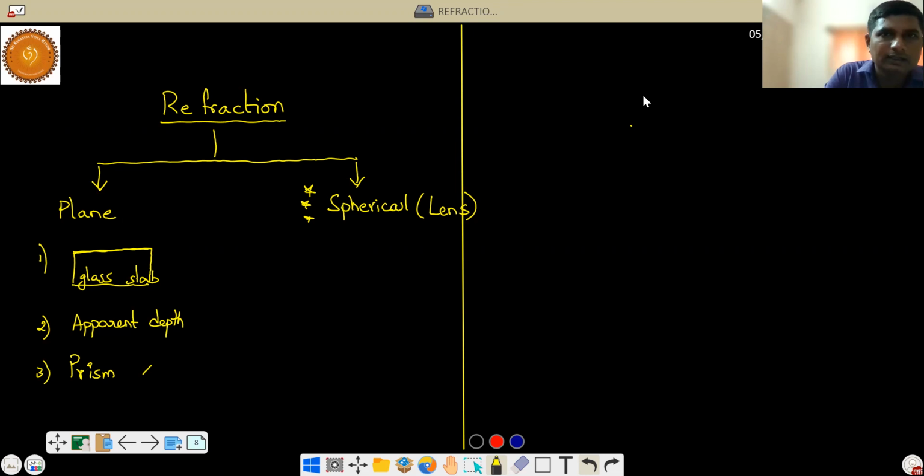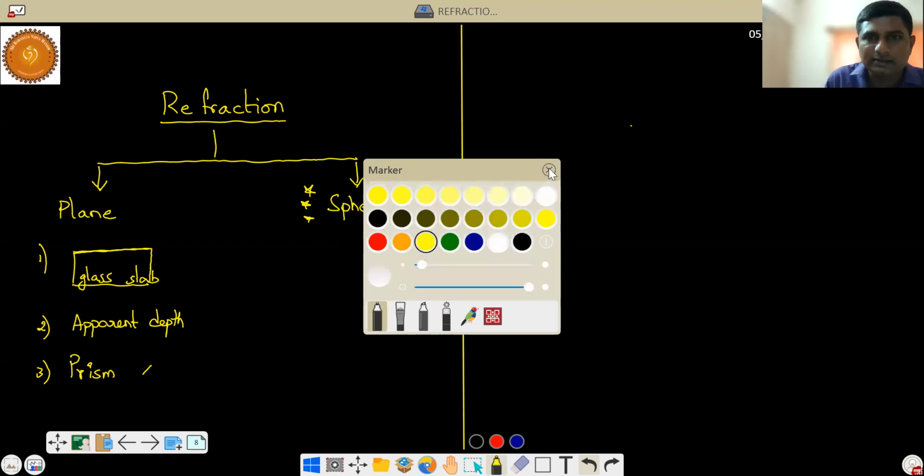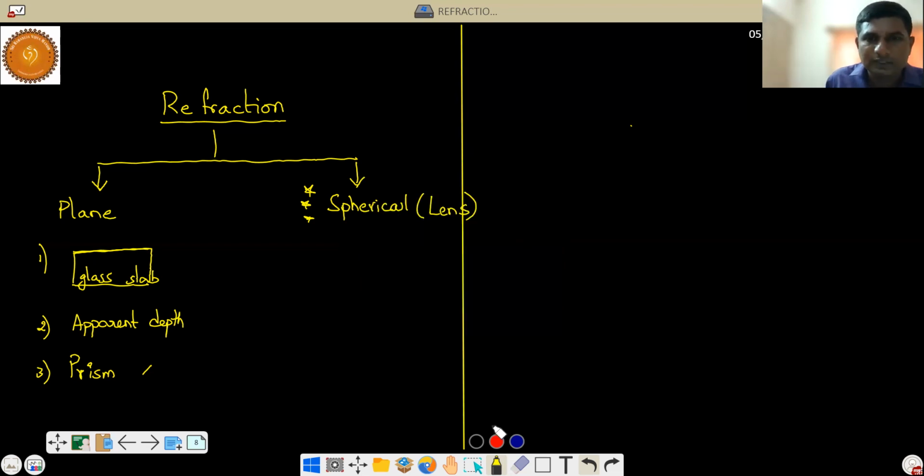Then afterwards we have prism specifically, a separate topic. And then again we have refraction at spherical surface, that's called lens, which is very important. There we'll study again whatever we studied in mirrors, everything, properties of image.